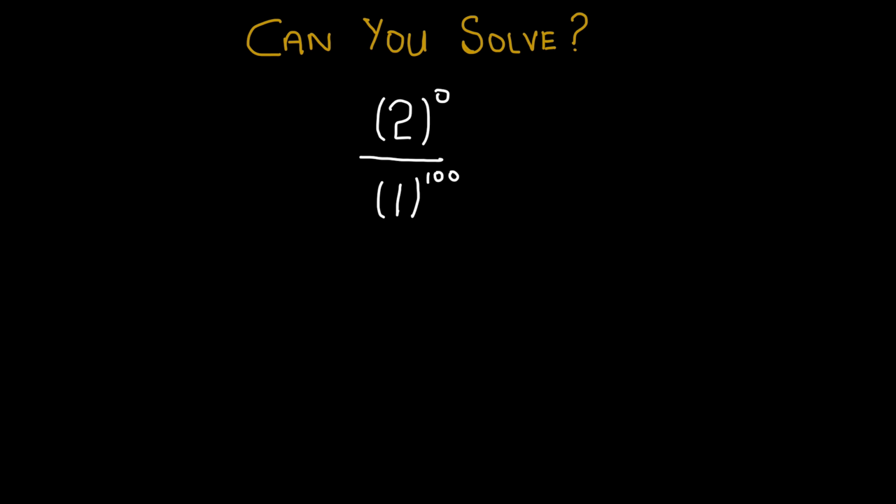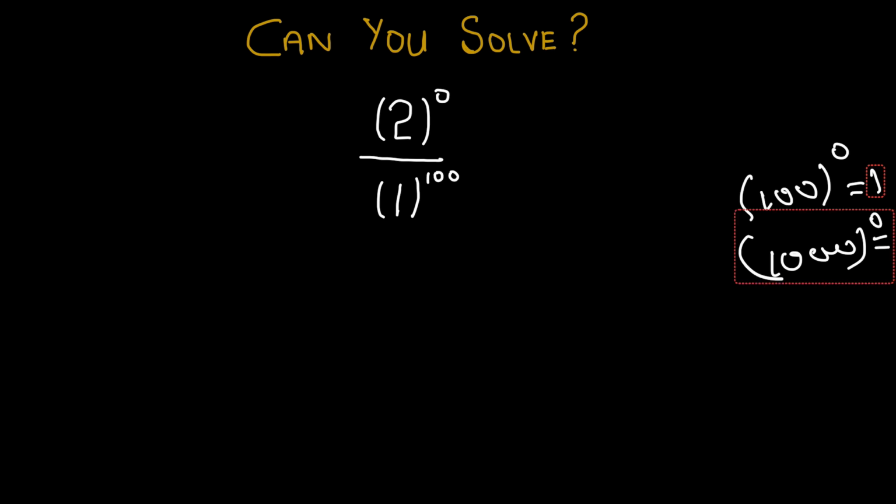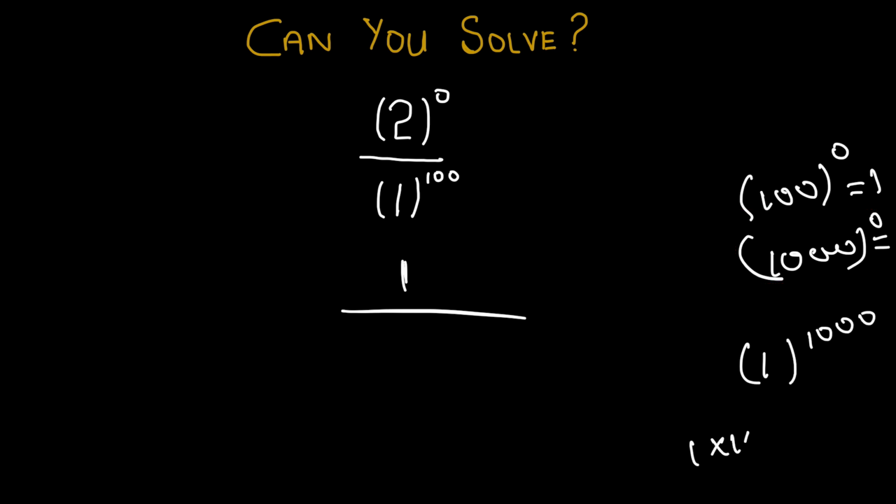So here 2 power 0 is equal to 1 divided by 1 power 100. So it means 1 power 100. So 1 multiply 1 multiply 1 multiply 1, we multiply 1 one hundred times. So here also the answer is 1. So 1 divided by 1 is 1, the answer.